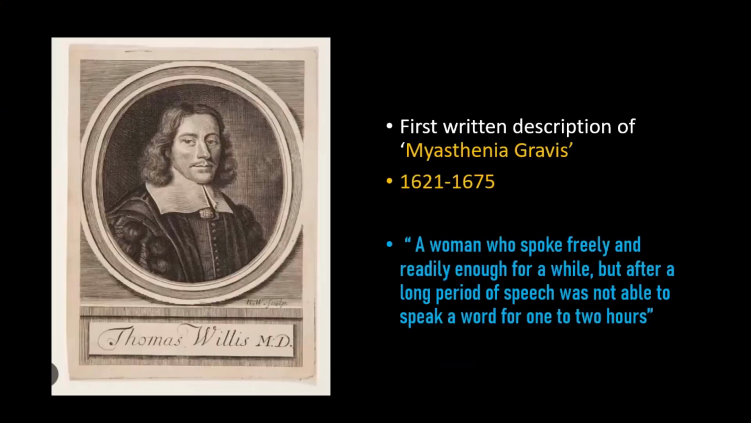A little bit about the history of myasthenia, because I found it a little bit interesting. Thomas Willis was the first person to describe myasthenia gravis. He is the same person who discovered the circle of Willis. He had several patients with drooping of eyelids, and patients who had difficulty speaking, especially after speaking for a prolonged period of time. So clearly he was describing myasthenia gravis.